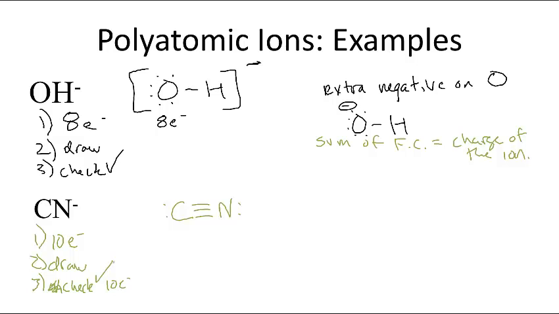So if you did it that way, with 2 pairs on the N and a double bond between the C and the N, that way the carbon wouldn't have the full octet. All right. So where is the negative formal charge?